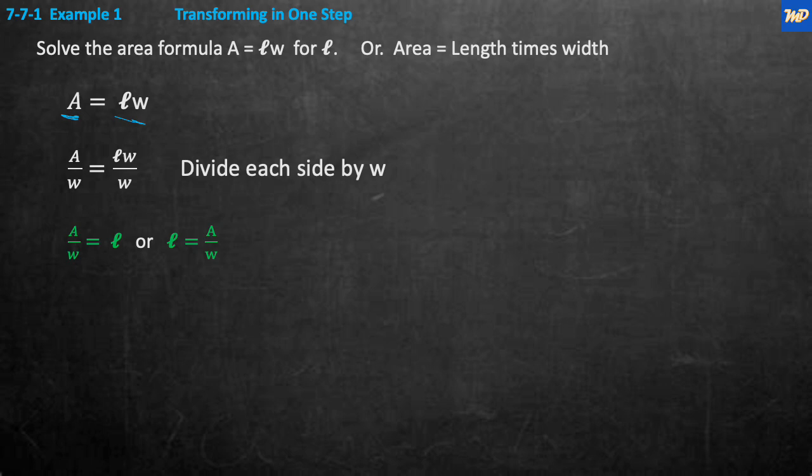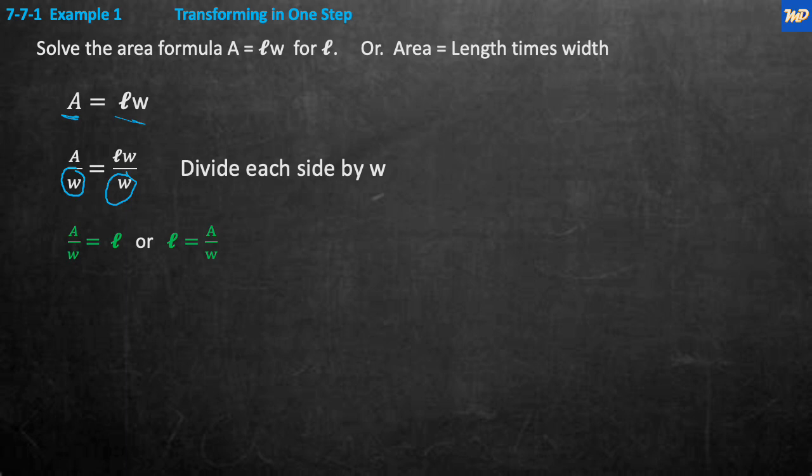We can pretend like W is the coefficient of the L, since it's multiplied by the L. We want to get the L by itself. So we have to move the W to the other side of the equation. And in order to do that, we have to do what? We have to multiply by the multiplicative inverse of W. And the multiplicative inverse of W is 1 over W. So that's what we've done here. We're multiplying each side of the equation by 1 over W.